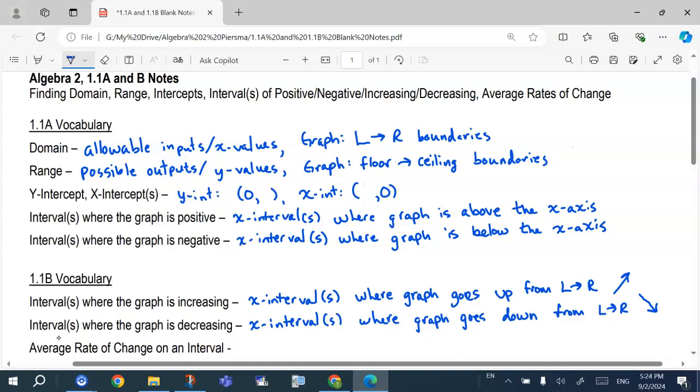Lastly, average rate of change. So you're going to be given x1 and x2. You have to find their outputs, so find y1 and y2. So find their y values. Then you're going to look for the slope, which, if you recall, is rise over run, which is y2 minus y1 over x2 minus x1.